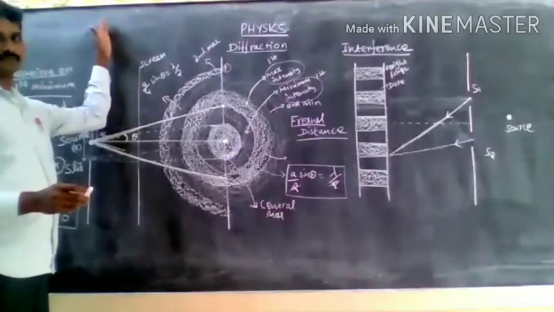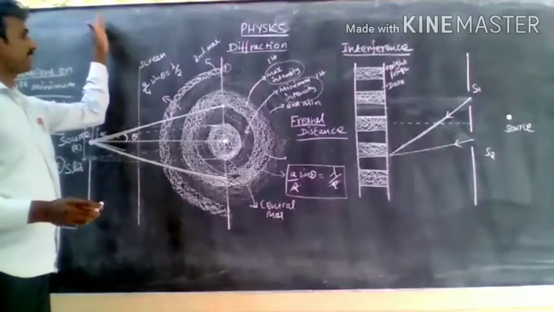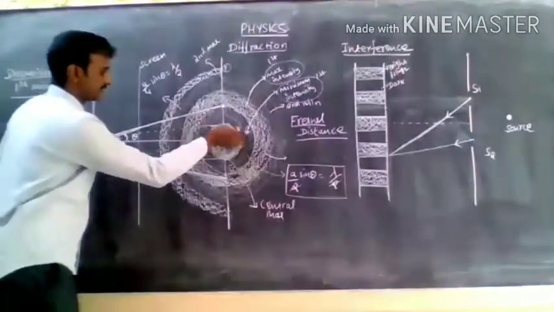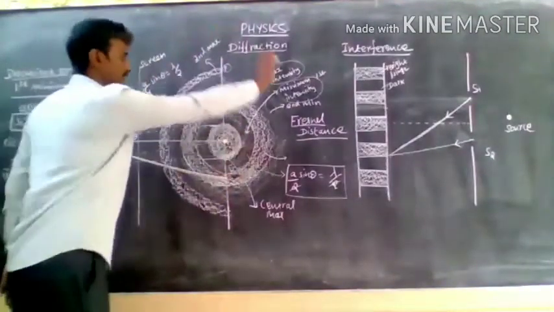So we obtain the diffraction pattern as the central brightness spread over the whole screen.